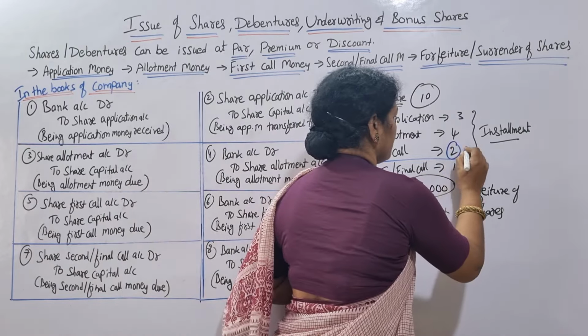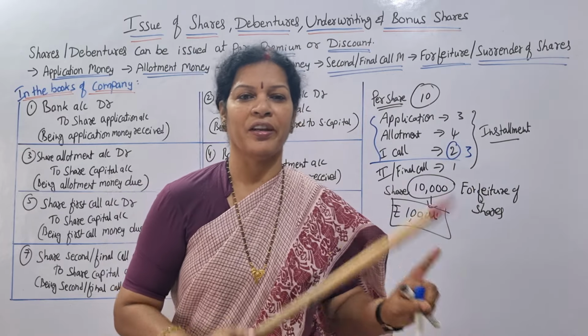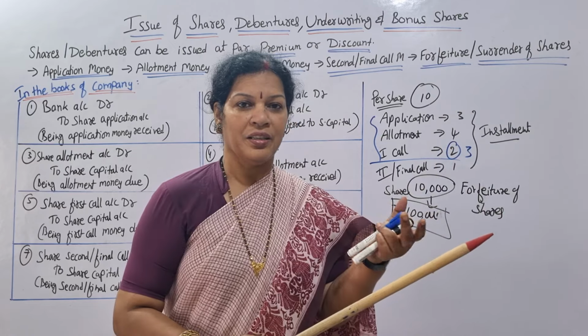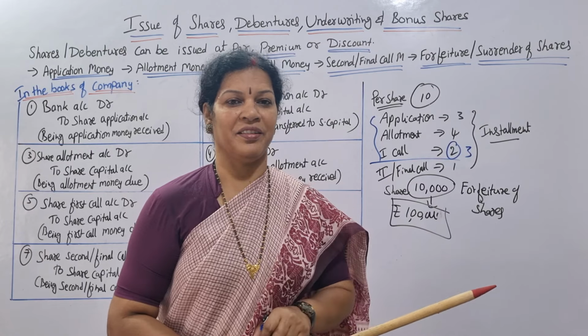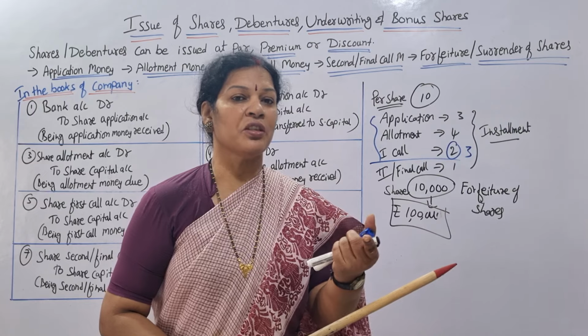Instead of this, 3 rupees they made it. Means there is no need of second call or final call. So in these 3 attempts only, the total amount of the shares is received by the company. Are you getting it? Now here, what to do when the company is issuing the shares?